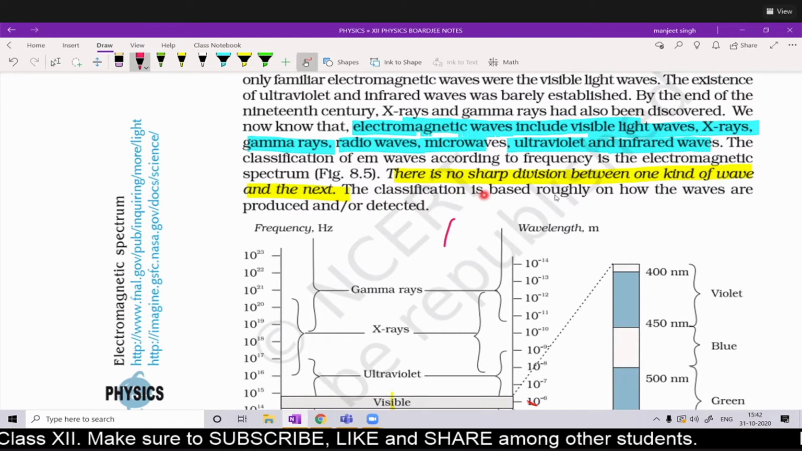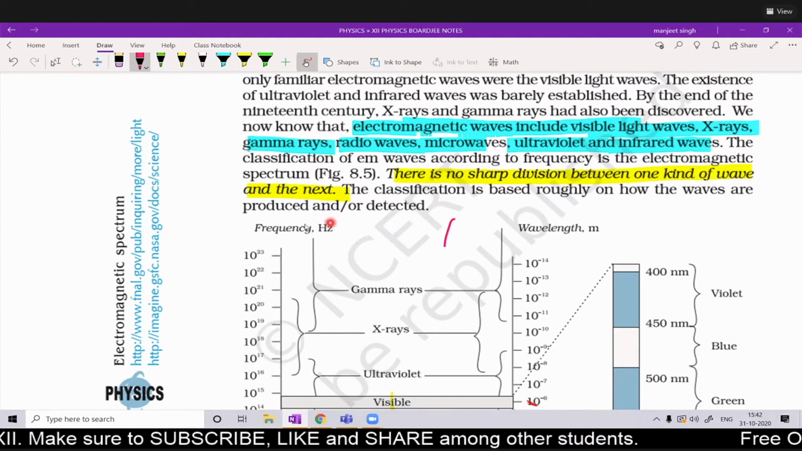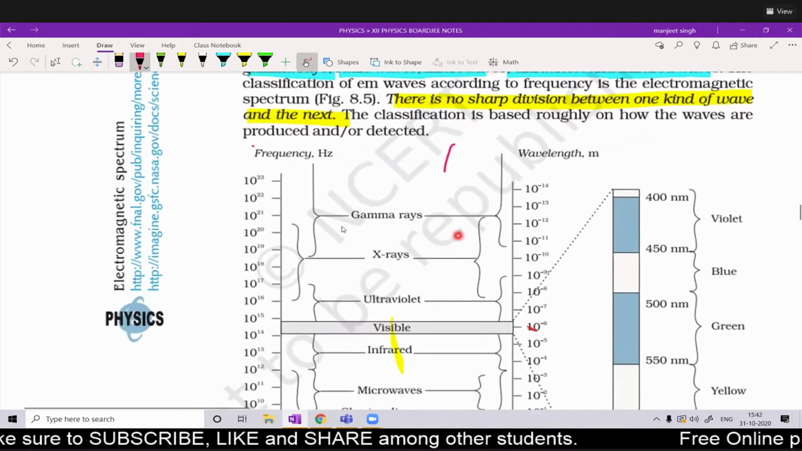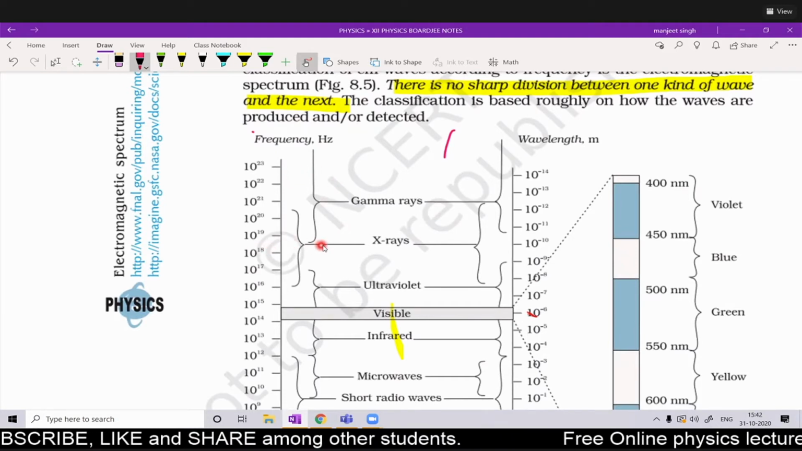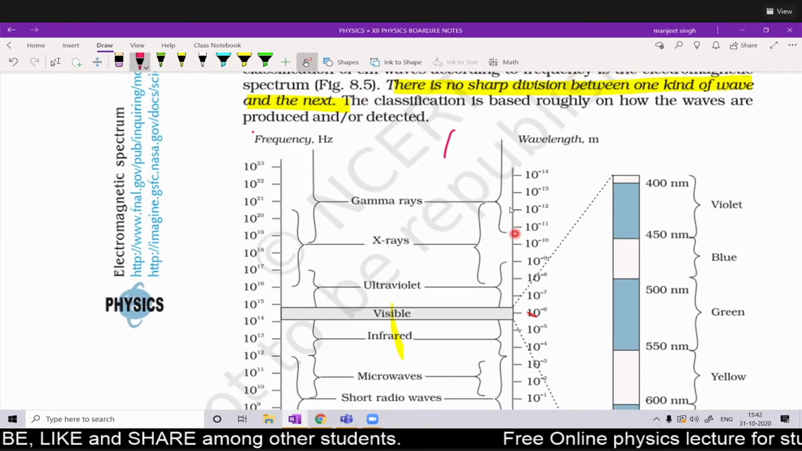Different types of electromagnetic waves are shown in this electromagnetic spectrum. Moreover, there is no sharp division between any one kind of wave and the next one. See, the gamma rays have been defined with frequency up to 10 to the power 19 approximately.